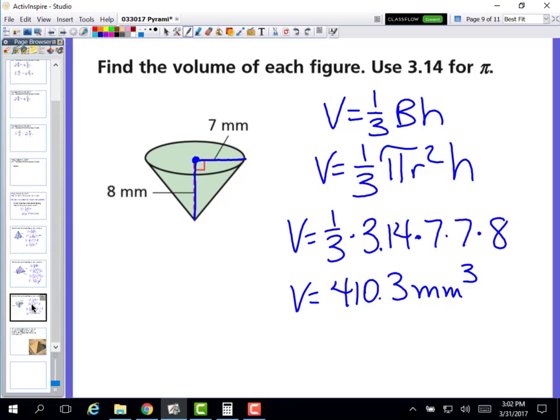So I hope this helps. That's how you find volume of a pyramid and a cone.